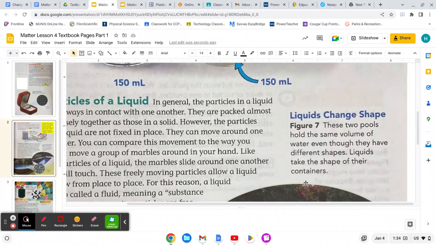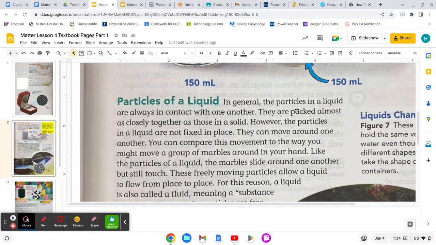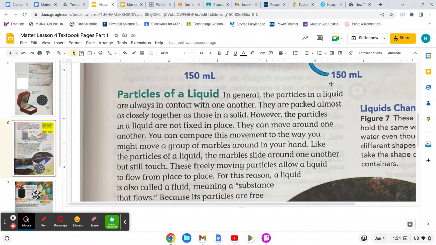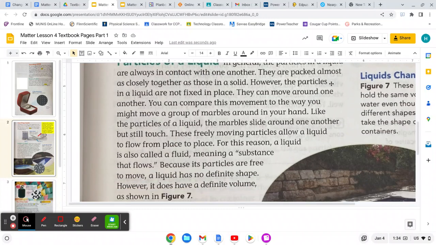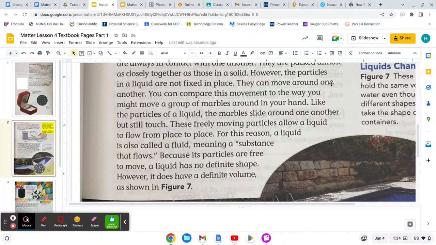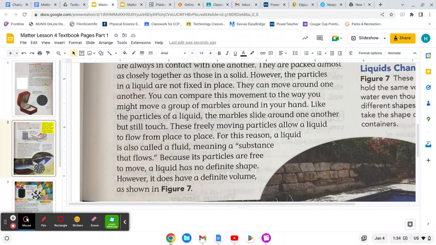So speaking of particles of a liquid, in general, the particles in a liquid are always in contact with each other. They're pretty similar to solids, except they aren't fixed in place, which allows them to sort of move around one another or flow, sort of like we talk about a river flows, liquids flow. And the free moving particles allow it to kind of go from place to place. And that's why a liquid is also called a fluid, because fluid means substance that flows.